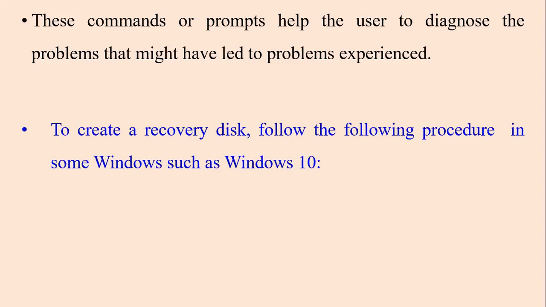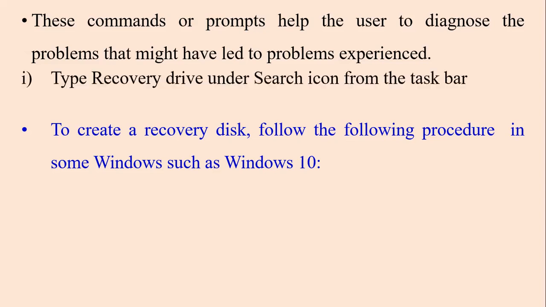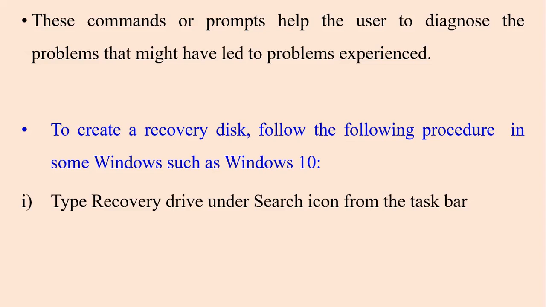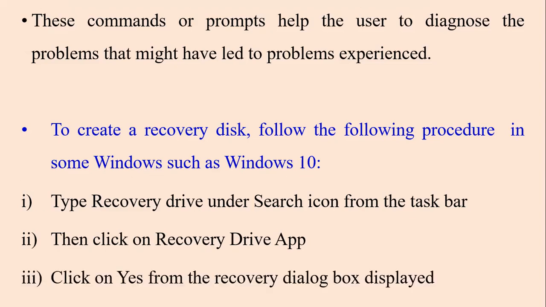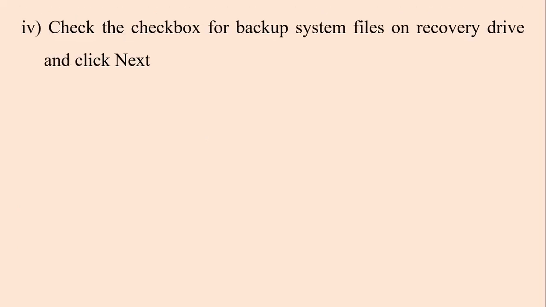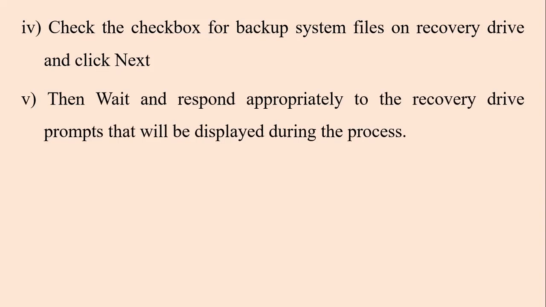To create a recovery disk, follow the following procedure in some Windows, such as Windows 10. Number 1, type recovery drive at the search icon from the taskbar. Then click on Recovery Drive App. Number 3, click on Yes from the recovery dialog box that will be displayed. Number 4, check the checkbox for backup system files on recovery drive and click Next. Then wait and respond appropriately to the recovery drive prompts that will be displayed during the process.